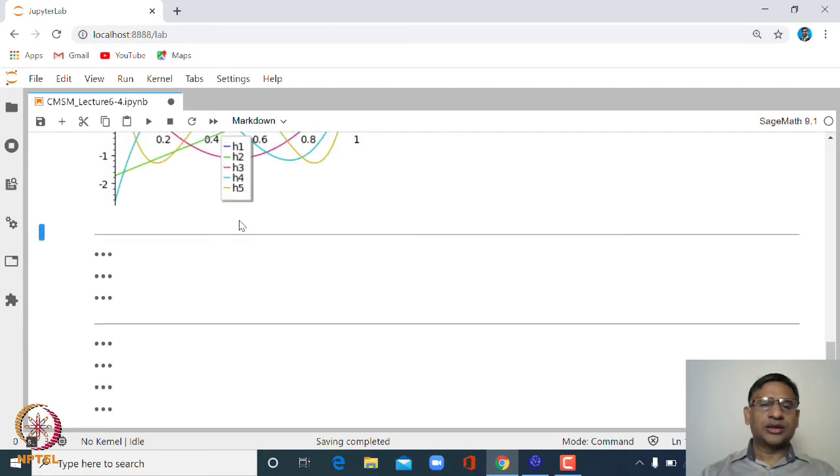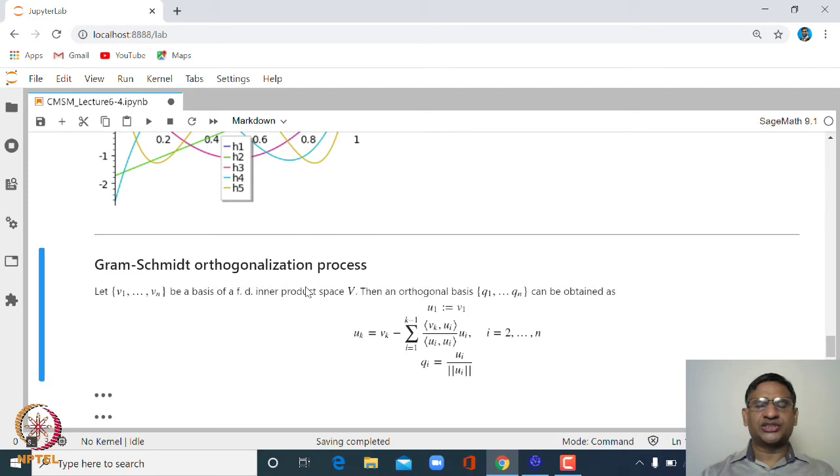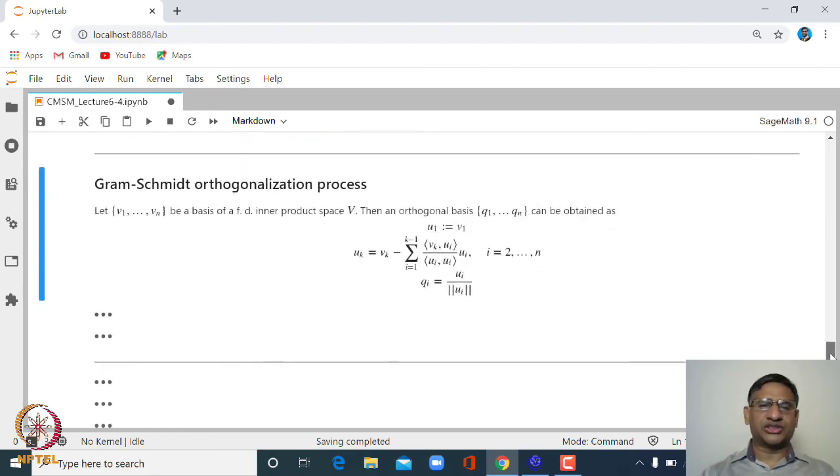Now you can actually extend this to any finite dimensional inner product space, and this process is what is known as the Gram-Schmidt process. So what is this? It says that if you start with any set of vectors v1, v2, up to vn, a linearly independent set of vectors which forms a basis, in particular take any basis v1, v2, up to vn of the finite dimensional inner product space V, then you can find an orthonormal basis q1, q2, up to qn. And how do we obtain it?